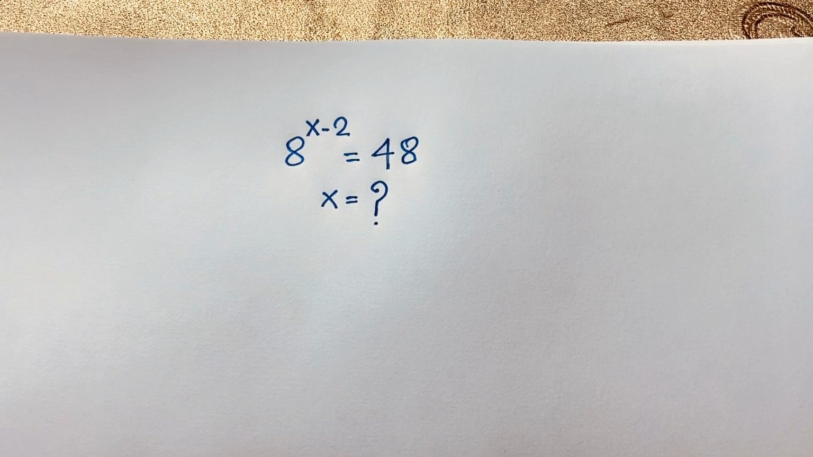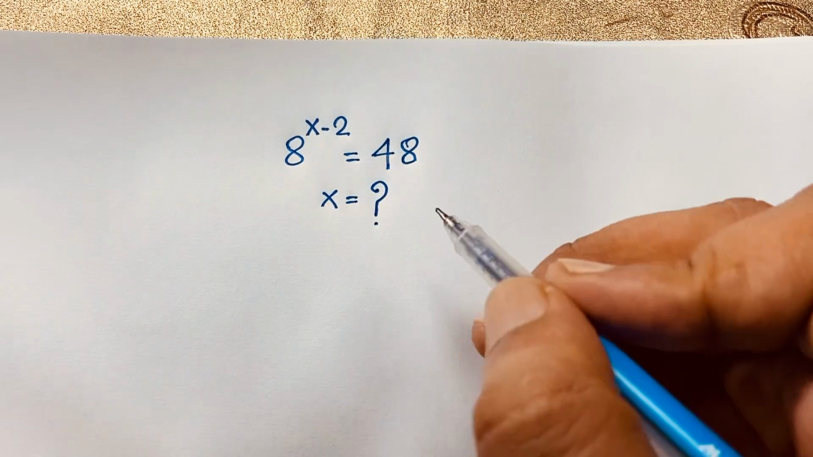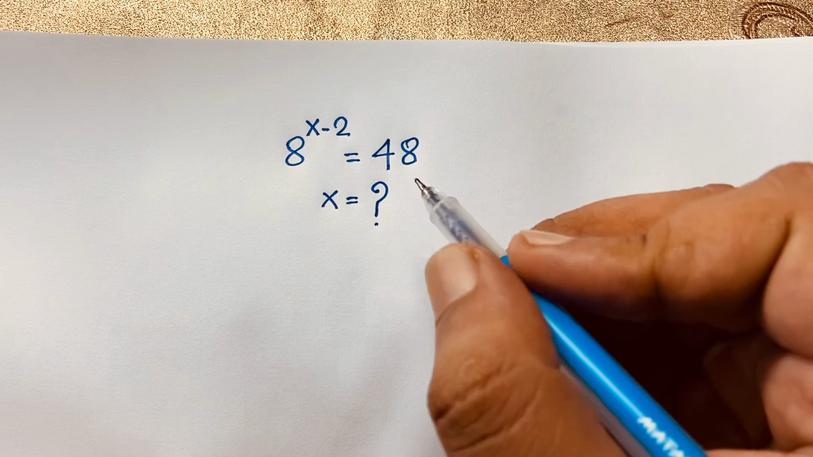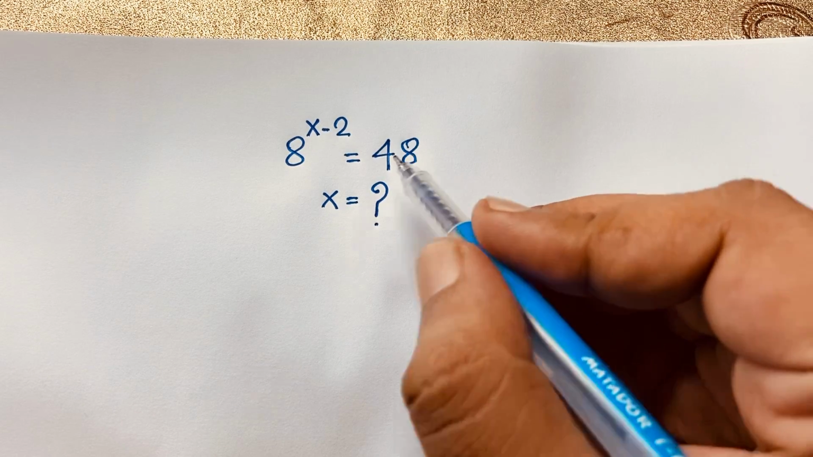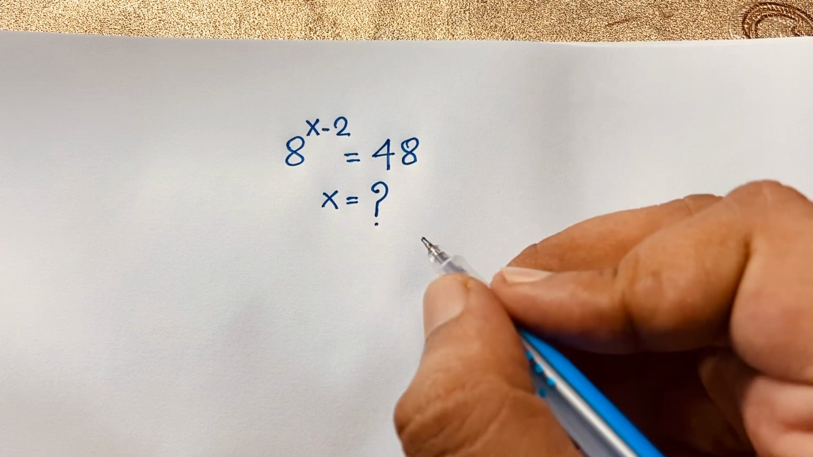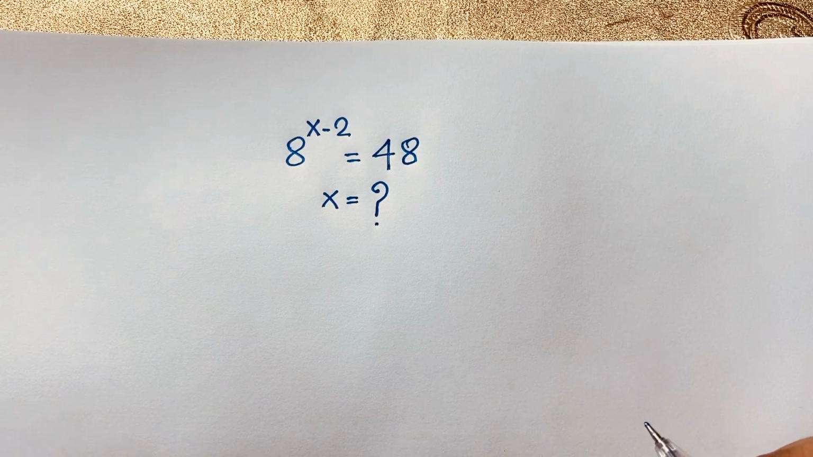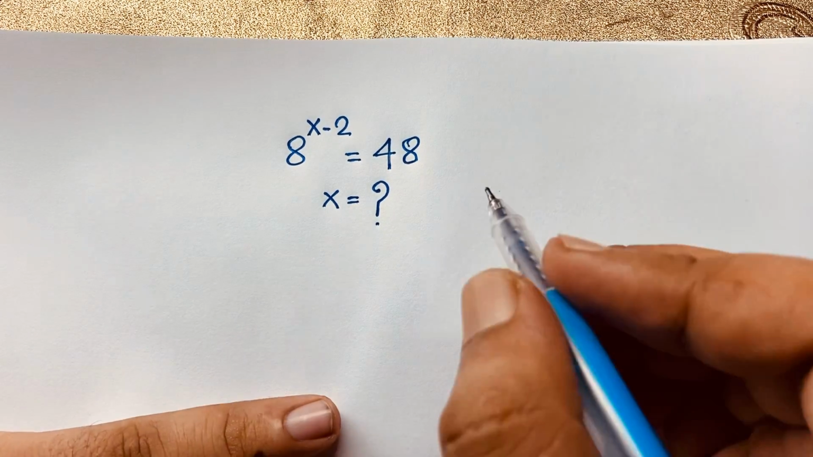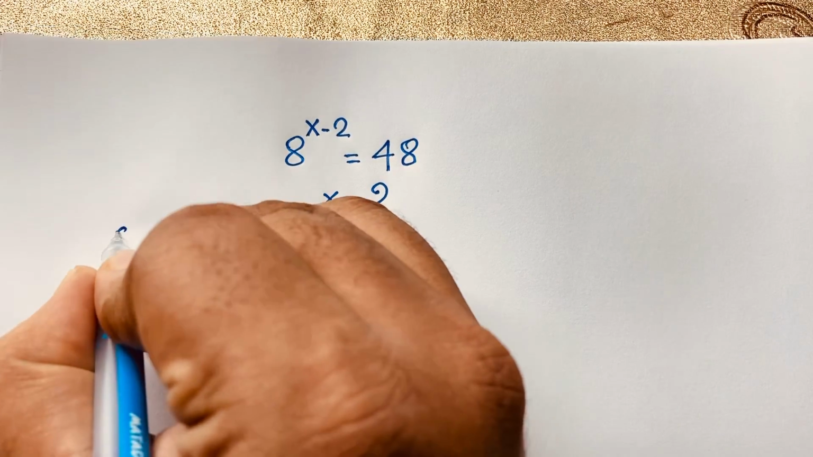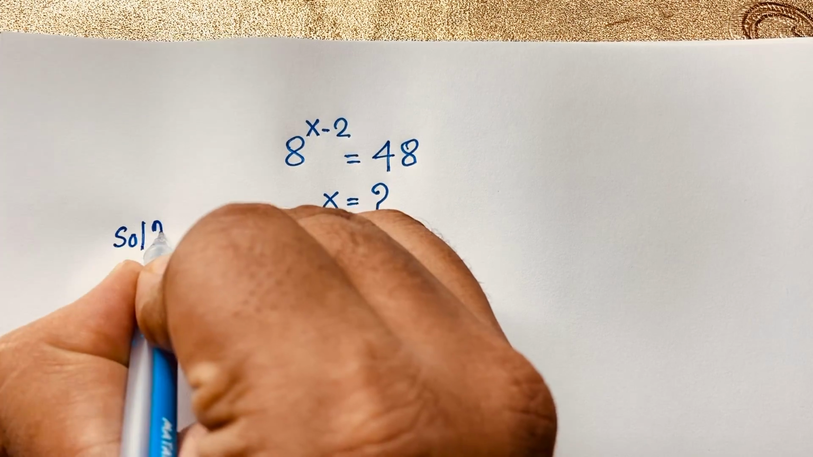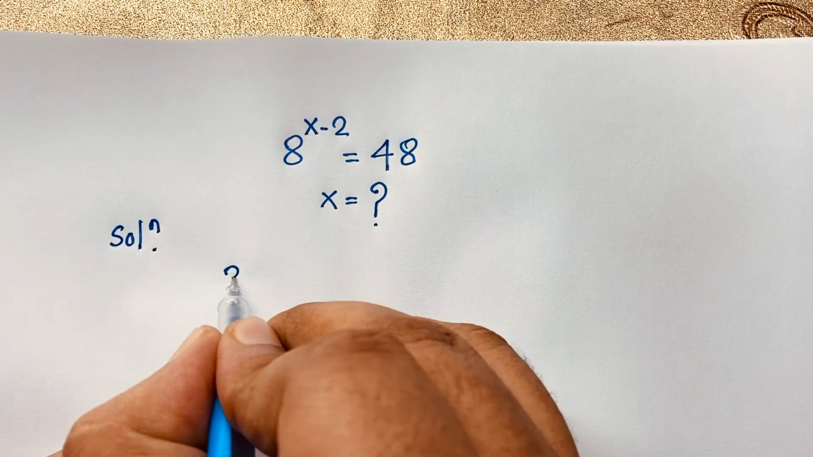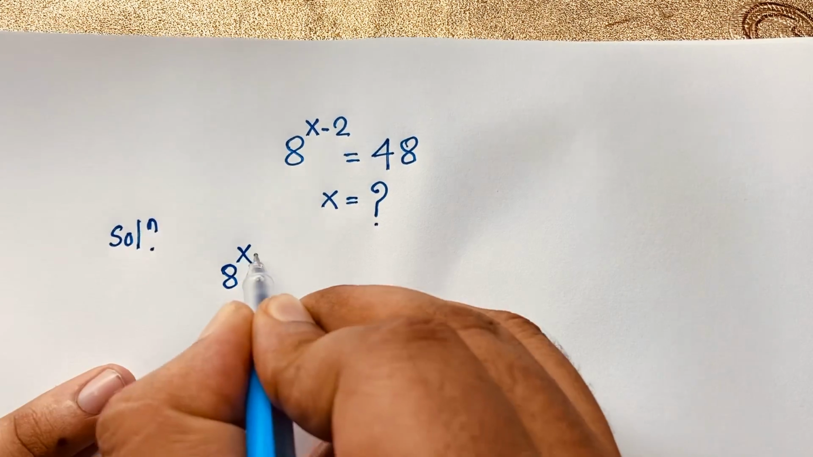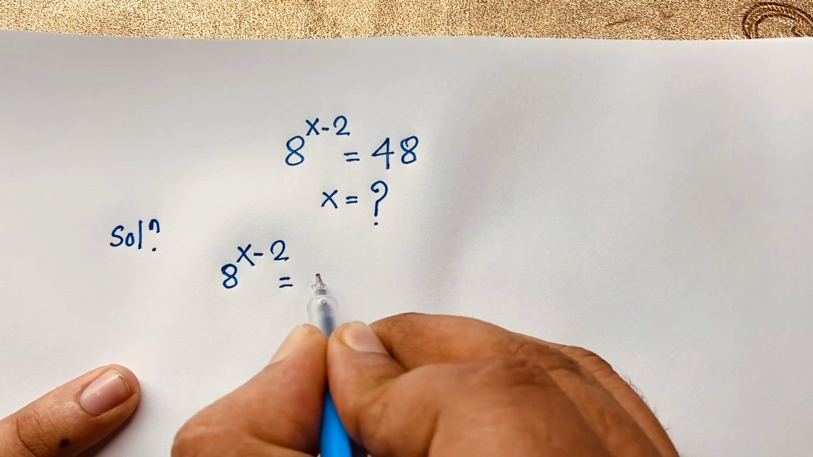Today we are solving an interesting exponential math problem. It is a nice math Olympiad question: 8 to the power x minus 2 is equal to 48. X is equal to what? How to solve this interesting math problem? I solved this question with an easy method. I take our question: 8 to the power x minus 2 is equal to 48.